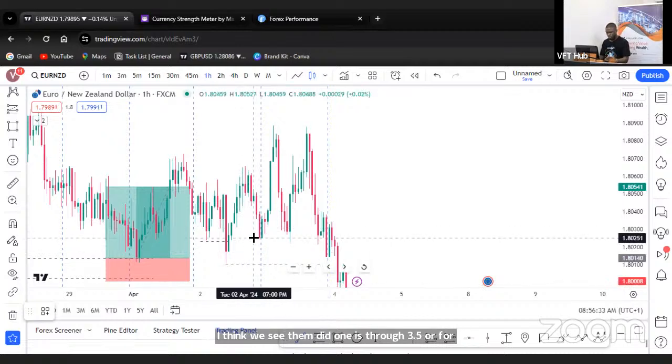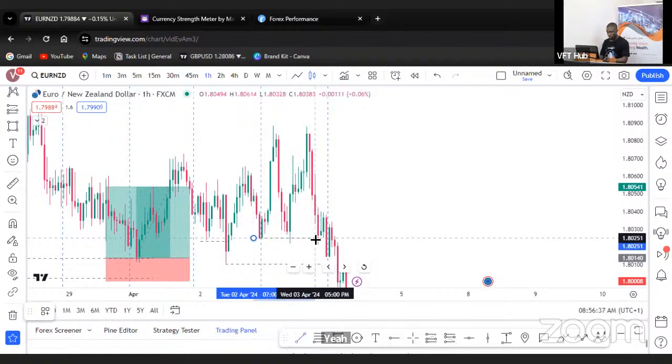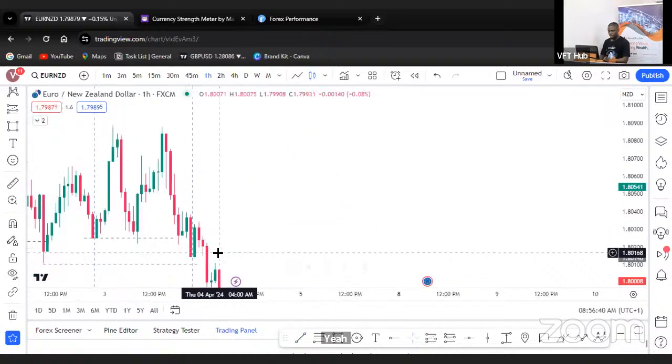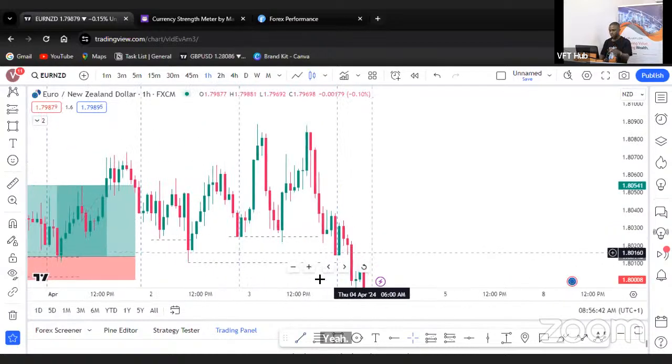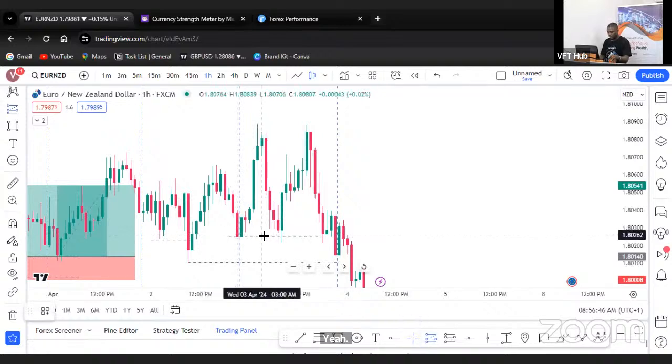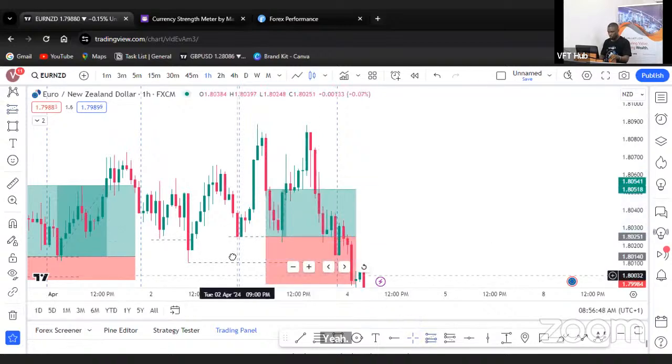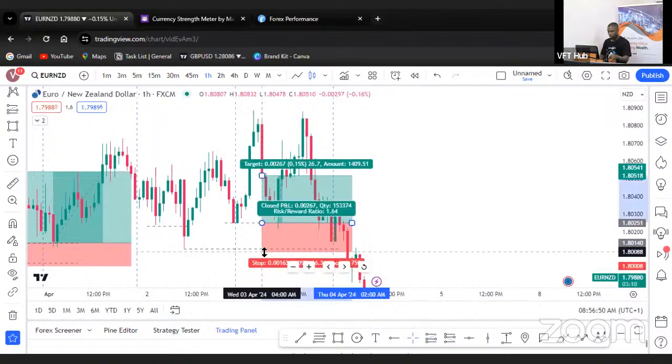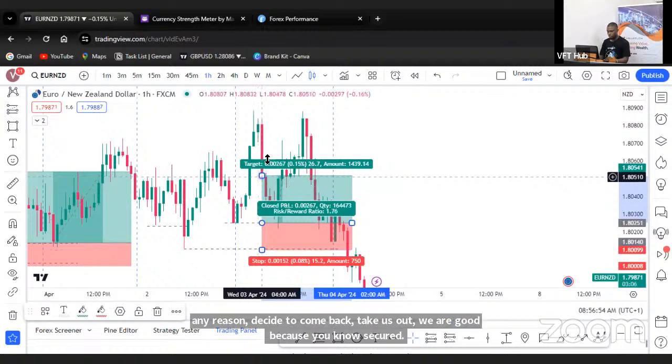I offloaded all my positions, and also on that group too, we all offloaded about 90% of our position and brought SL to break even. So if for any reason price decides to come back to take us out, we are good because we've secured a very good percentage of our profit.